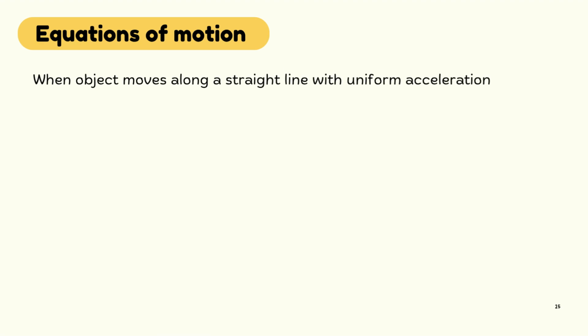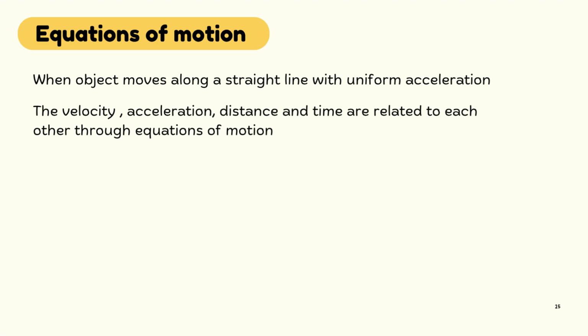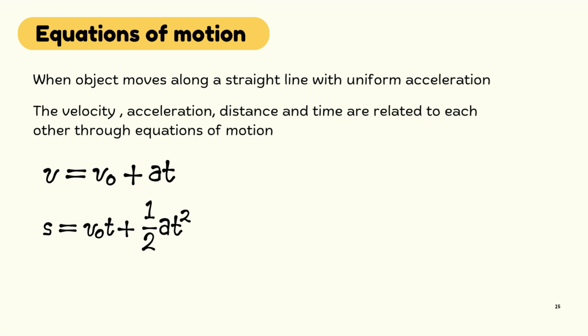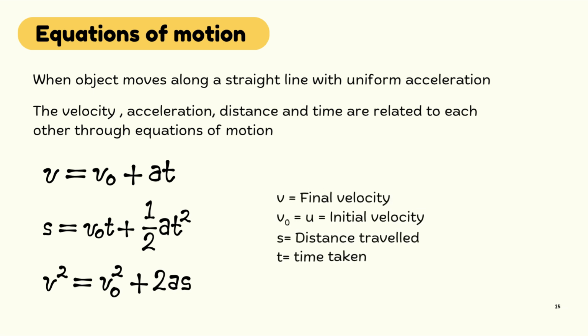When an object moves along a straight line in uniform acceleration, which is no change in acceleration with respect to time, the velocity, acceleration, distance and time are related to each other through the equations of motion, which are given by v = v0 + at, s = v0 t + half a t squared, and v squared = v0 squared + 2as. Here v represents final velocity, v0 or u represents initial velocity, s represents the distance traveled, and t represents the time taken.